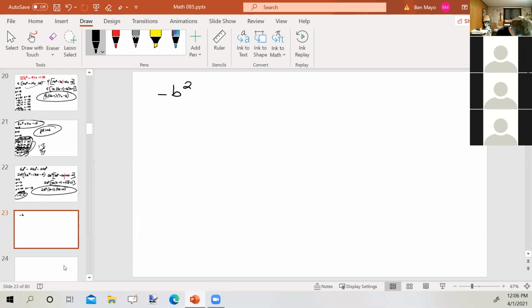Okay, how about this one? Negative b squared minus 5b plus 24. This is a trinomial. It's in descending powers or standard form, but it doesn't have a leading coefficient of a 1. It has a leading coefficient of a negative 1. So the first thing we're going to do is just factor out that negative 1. Okay?